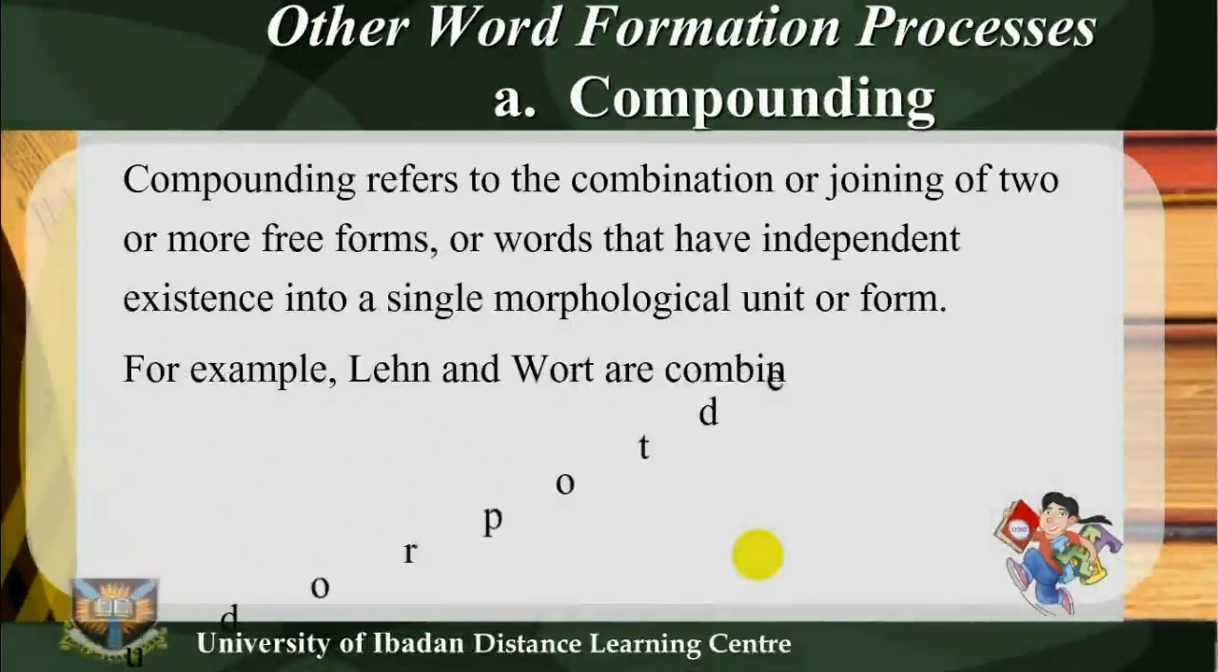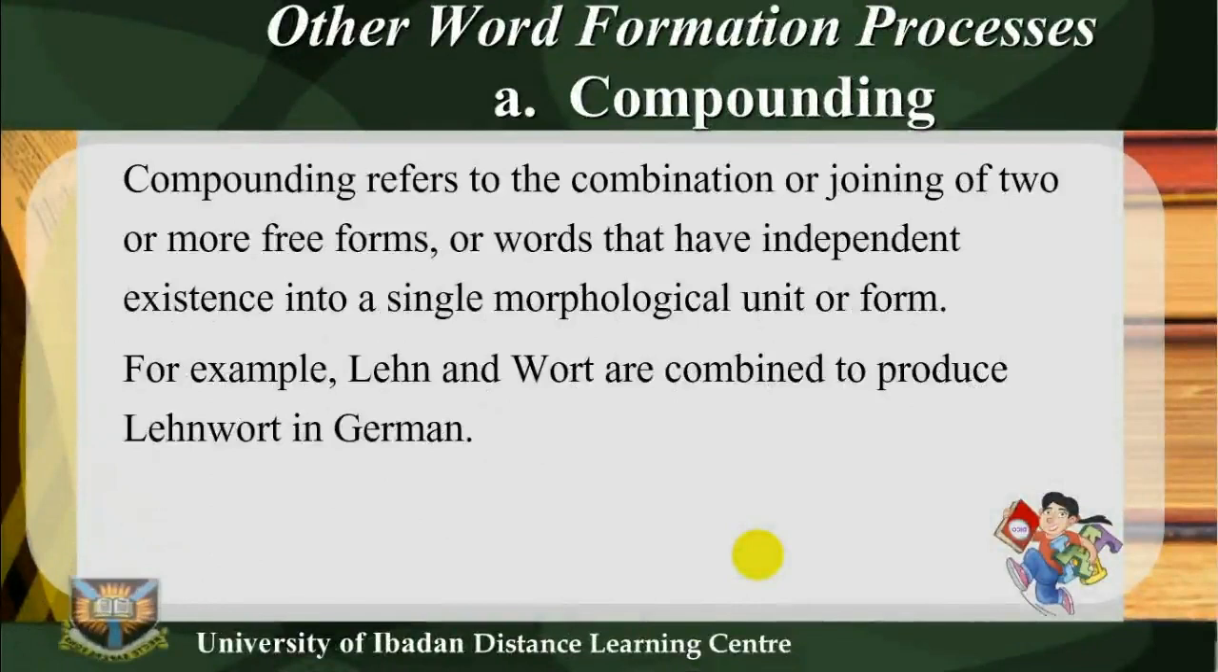Content. Other word formation processes. A. Compounding. Compounding refers to the combination or joining of two or more free forms or words that have independent existence into a single morphological unit or form. For example, learn and worth are combined to produce Learnworth in German.